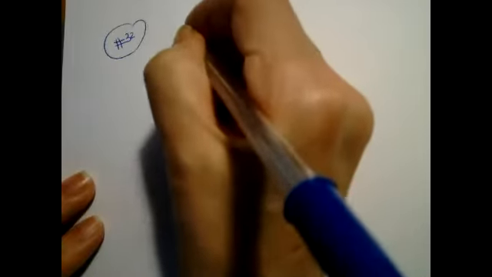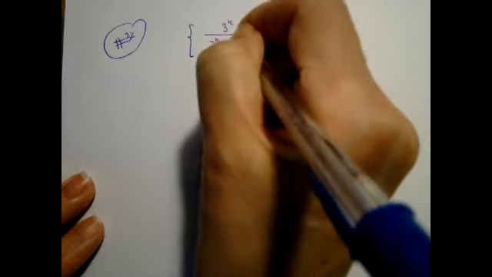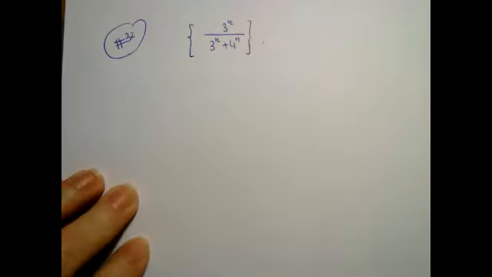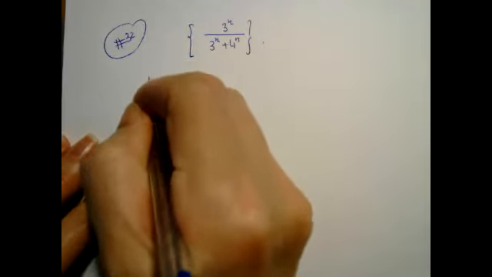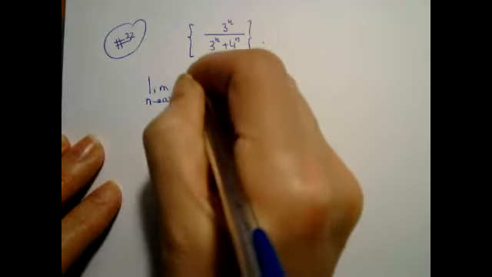Okay, so before we start our new section, number 32. All right, so let's look at that. We have the following sequence: 3 to the n over 3 to the n plus 4 to the n. The question is to find the limit as n tends to infinity of this expression.